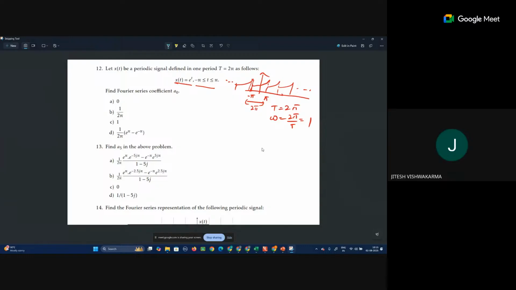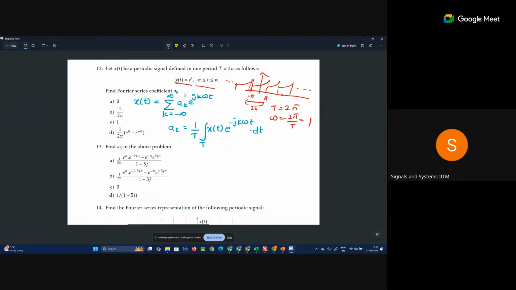Yes, ma'am. So any periodic signal can be represented as summation of k equal to minus infinity to infinity of ak times e power jk omega t, right? So ak is 1 by T, and it will be the inner product of x of t and the phasor. So it will be in the duration of T, x of t e power minus jk omega t dt. Right?